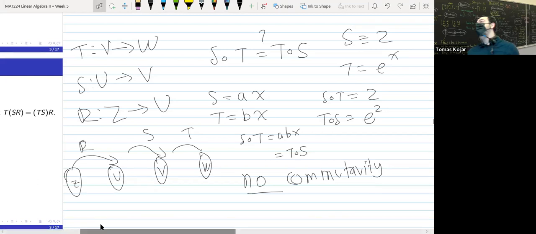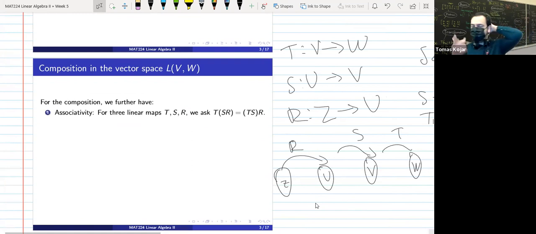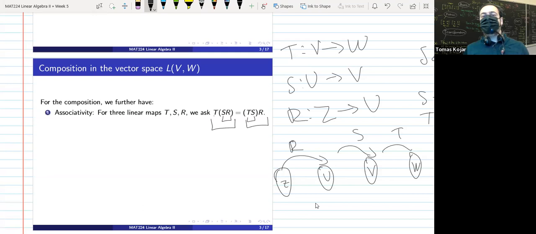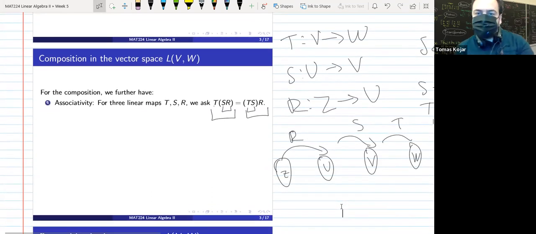Because you need this basic axiom. So in the book, they go over these axioms, but the one that's missing is commutativity. So you can compose S and R and then compose with T, or you can compose T with S and then compose with R. So it's the same business.